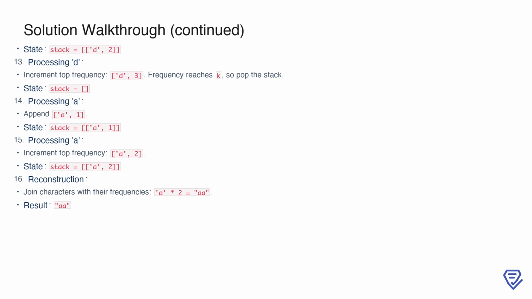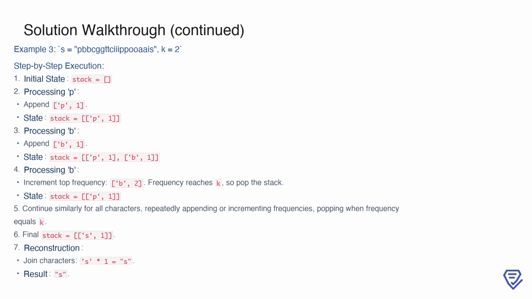This example showcases how the algorithm dynamically adjusts the stack to remove duplicates while preserving the order of characters that don't meet the criteria for removal. For the final example, we analyze the string with k set to 2.